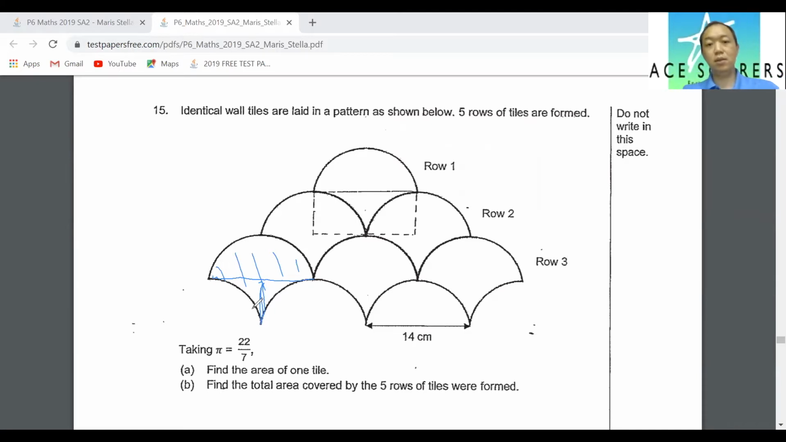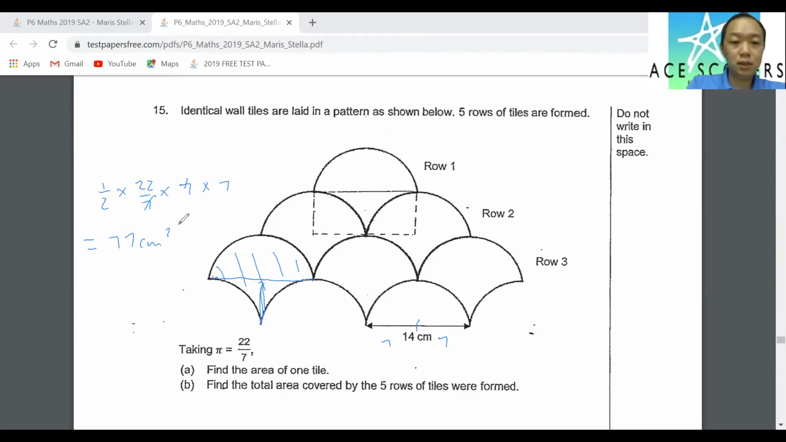So what is the radius? The radius is 7. So this is 7, this is 7. Now if the radius is 7, we can find the area of the semicircle. So semicircle, it's half times pi times 7 times 7, which is 77 cm squared. So that is the semicircle.